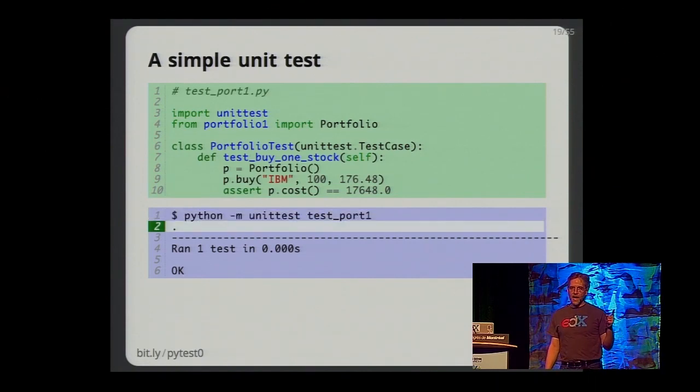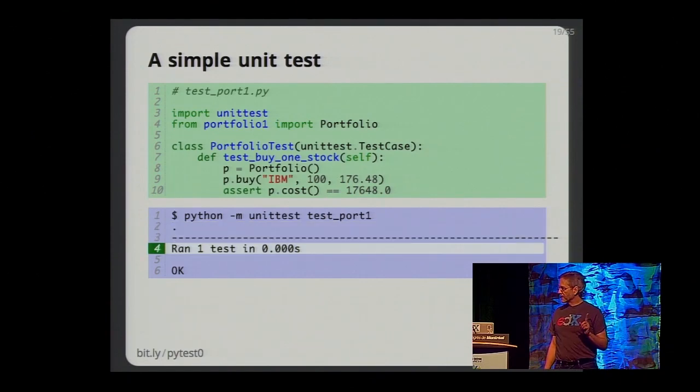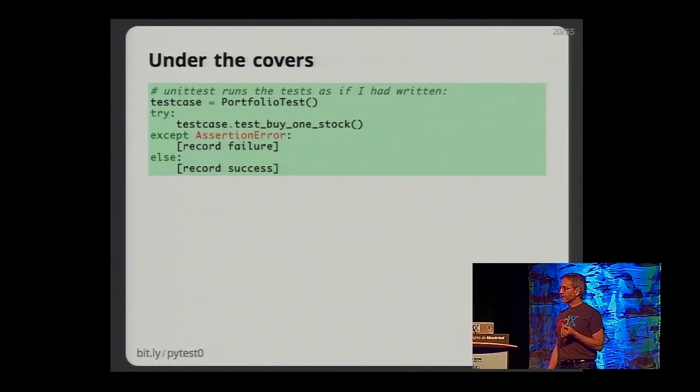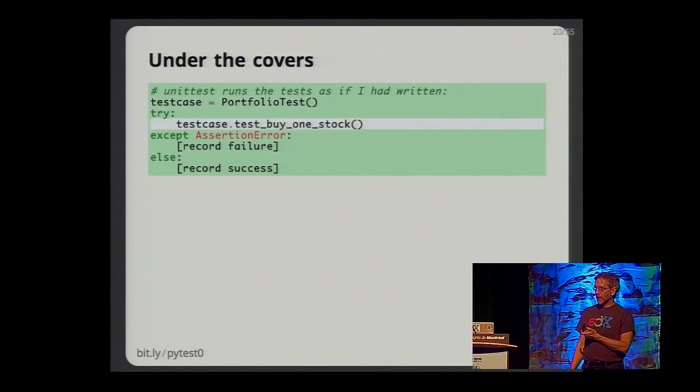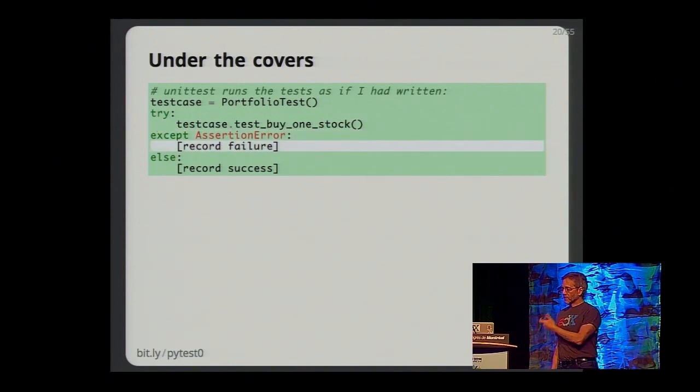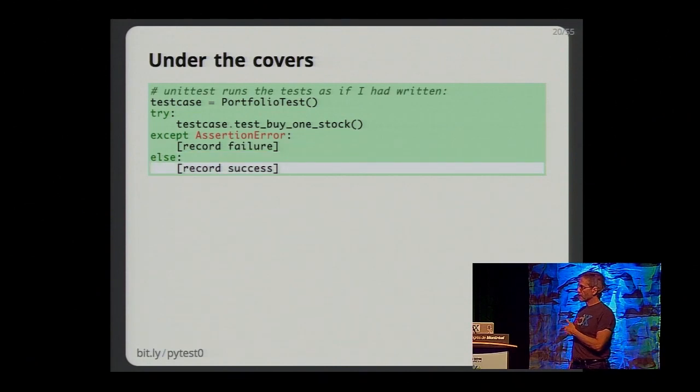This single dot means that it ran one test, and then it tells you that it ran one test, and everything went okay. So that ran your test, and the test passed. Behind the scenes, what actually happens is unittest instantiates your portfolio test class to get a test case object. And then it runs the test method inside a try-except block. If it got an assertion error, if your assertion failed, then it records a failed test, but otherwise it records a success. So conceptually, it's very simple.